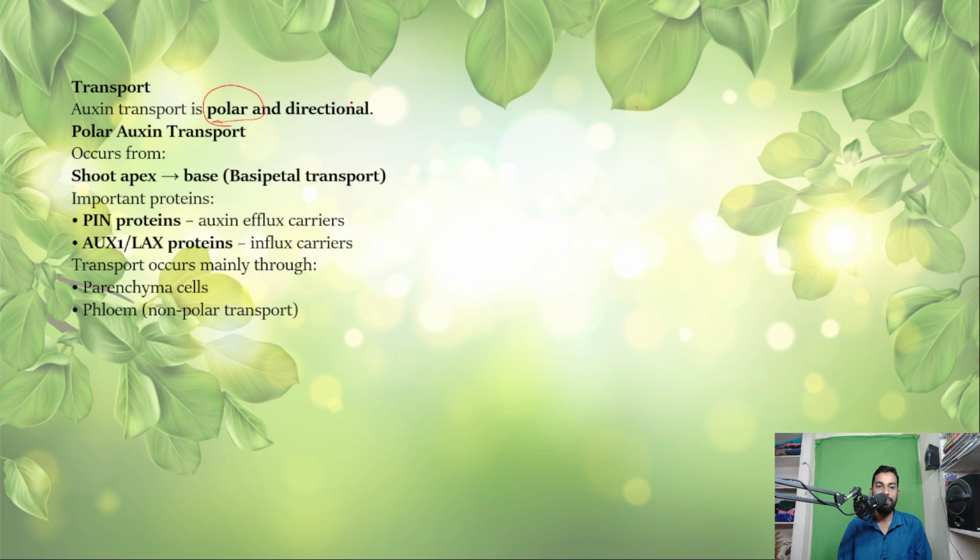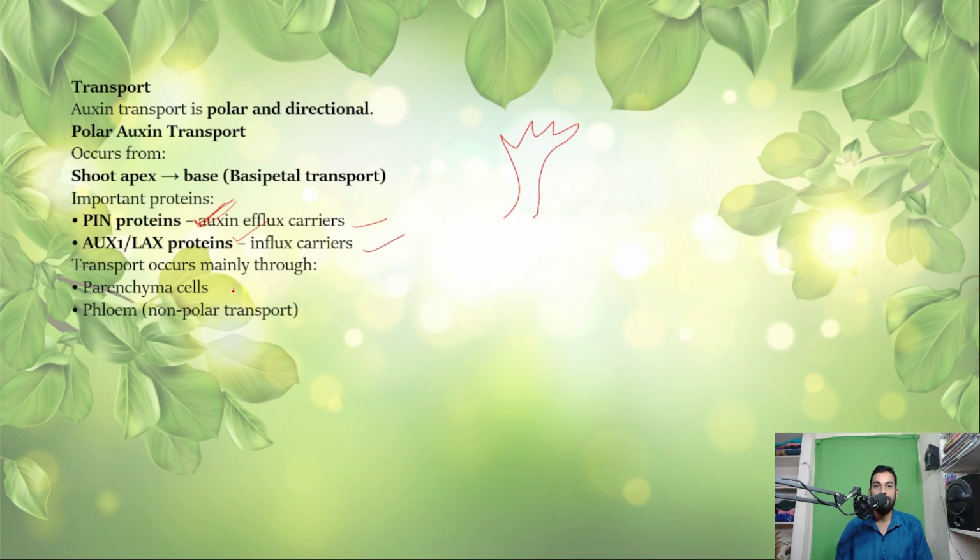Auxin transport is polar and directional. Polar means one end. Directional means from one direction to another direction. It occurs from shoot apex to base, that means from the top to bottom. Okay. These proteins are helpful in transport of auxin. They are PIN proteins, auxin efflux carriers. Also, AUX1 LAX proteins, influx carriers. So memorize these keywords. Okay.